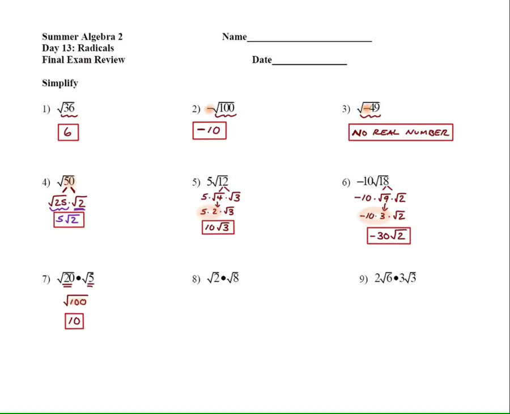So then number 8, the first thing I would do is multiply the 2 radicals together. So the square root of 2 times the square root of 8 is the square root of 16. And hopefully you notice at this point that 16 is a perfect square, so then the square root of 16 is 4, and that would be your answer.